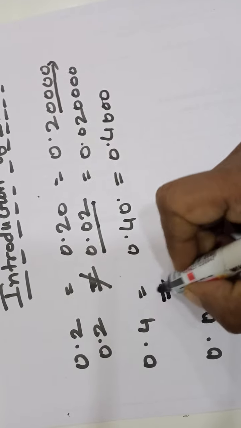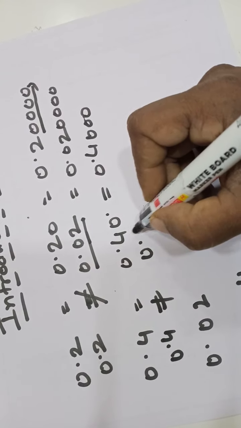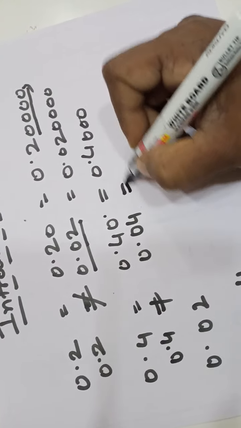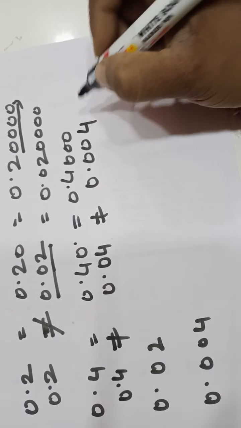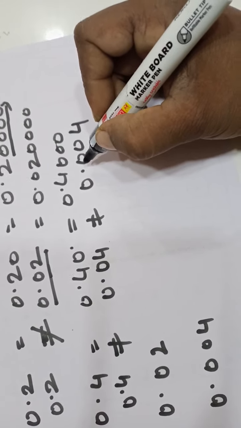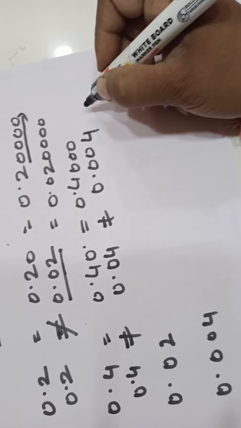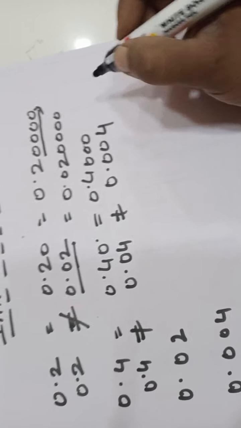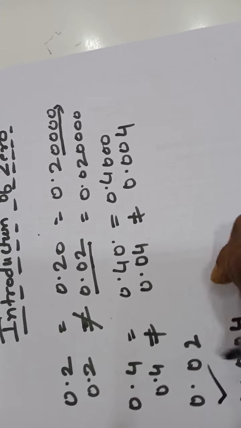But that is not equal to 0.4, is not equal to 0.04, or that is not equal to 0.004. Okay, so if the number 0 is on the left hand side it will make a huge difference, but if it is on the right hand side, that's absolutely of no use. It doesn't make a lot of difference. Similarly, you can place for 0.02 and 0.04. That's exactly what we did right now.